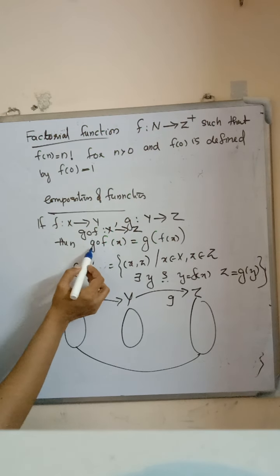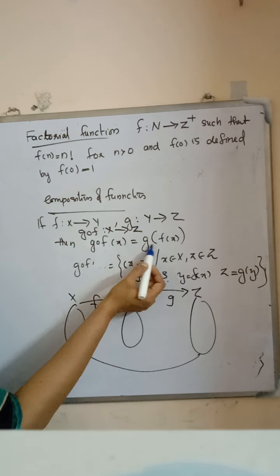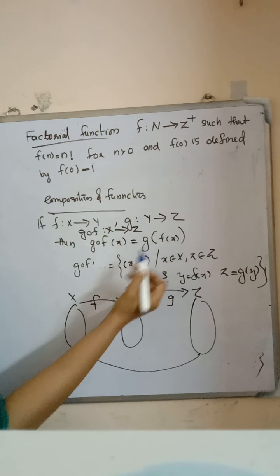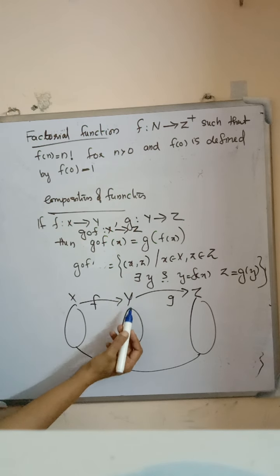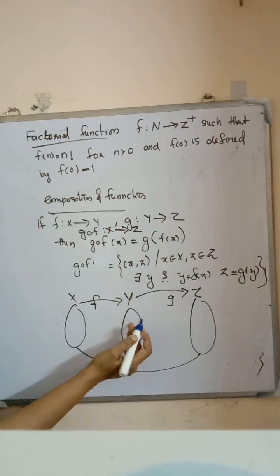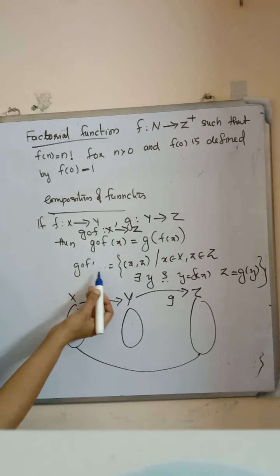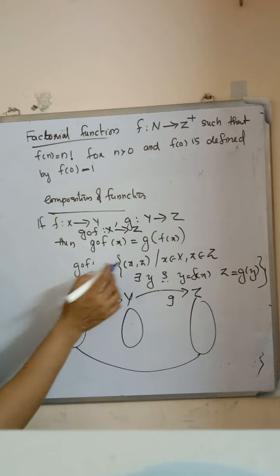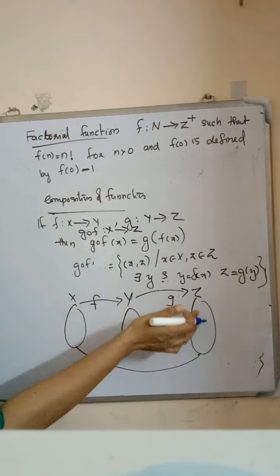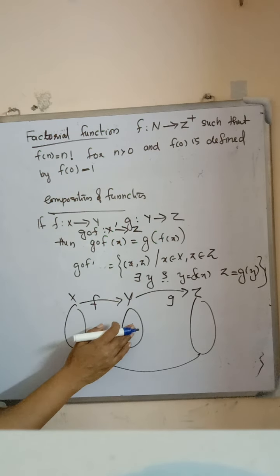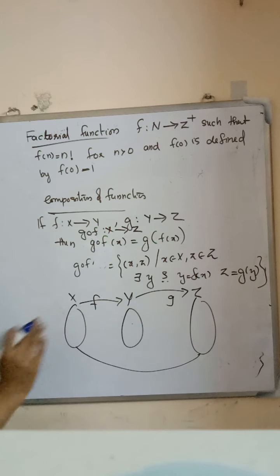G composition f is defined as g of f of x. Here f of x is in Y, so g of y is in Z. Also, g composition f is defined as the set of all ordered pairs (x, z) such that x is an element of X and z is an element of Z, and there exists a y such that y is equal to f of x and z is equal to g of y. Next, we move to the problems of composition of functions.